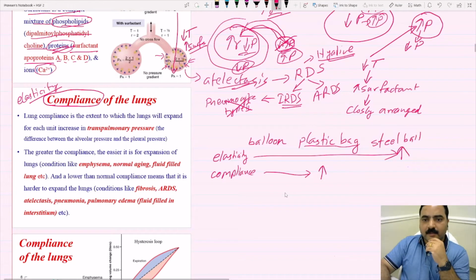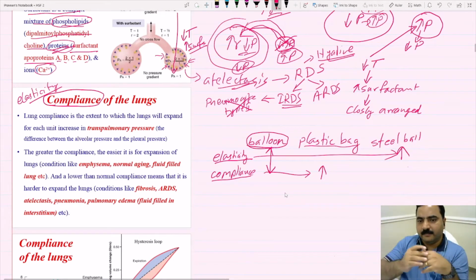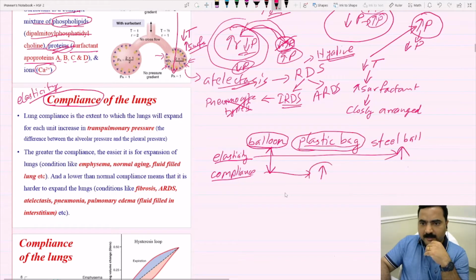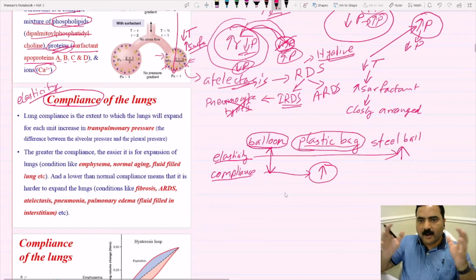In the case of a balloon, it's compliant as well as elastic. It's in the middle of these two. Our lungs normally behave like a balloon. They have partial elasticity and partial compliance. It is expandable and it also resists the change in shape. So we need such a lung, which is like a balloon, which can be expanded but does not act like a plastic bag. If our lung acts like a plastic bag, it has very high compliance, so it will expand very much and cannot be compressed.